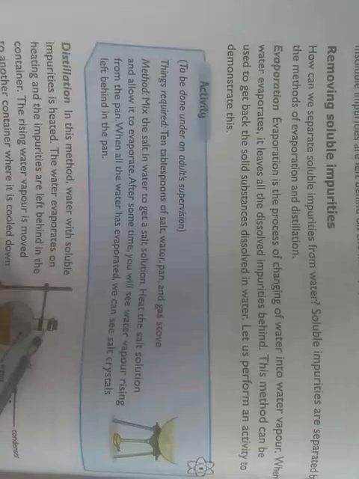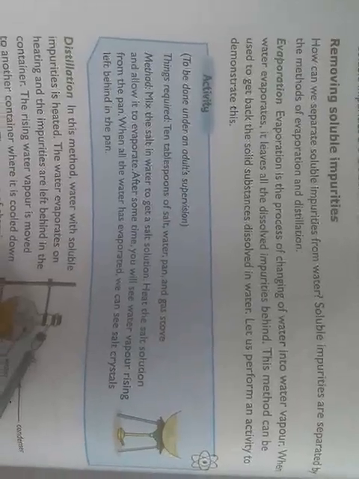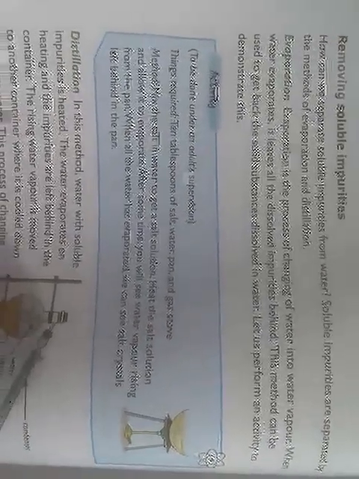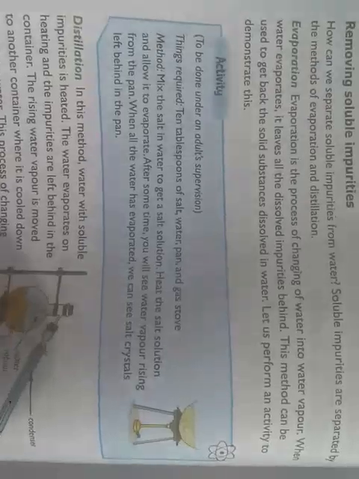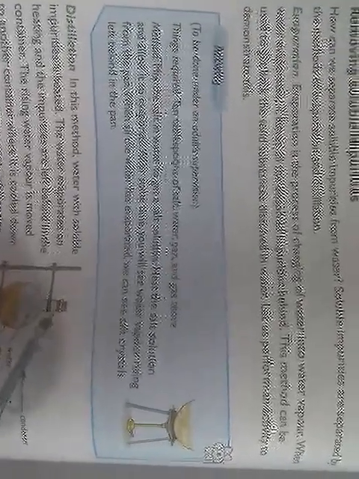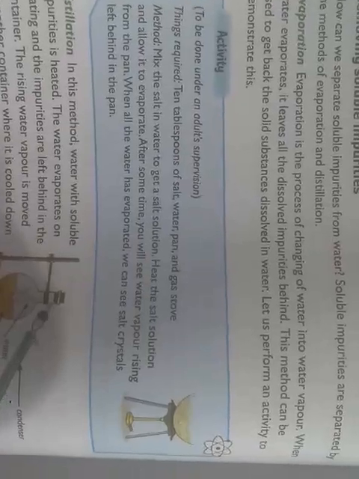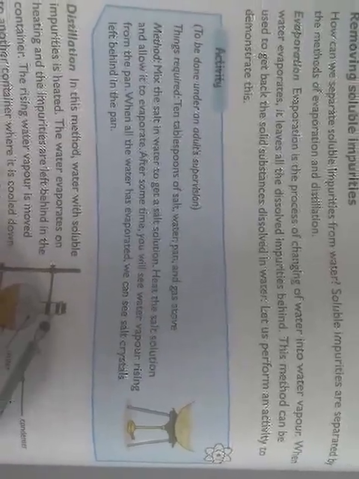So first one is evaporation. Suppose we have water in which soluble impurities are there, which we cannot remove physically or with our hand, and which we cannot see with our naked eye. So what we can do, we just need to evaporate it. That means we need to heat water to such an extent that all the water is evaporated and only the impurities are left behind. This process is known as evaporation.